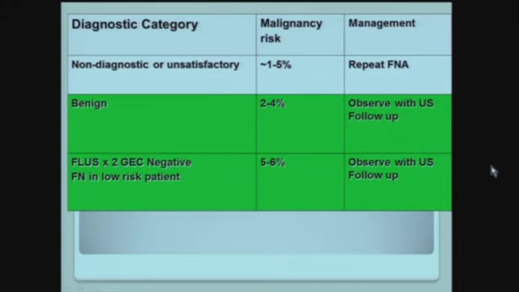And so now, if we can go back to the chart about management, we can see that before, if we had a benign diagnosis in hand from cytology, the risk of cancer was 2 to 4%. If we now have a patient who's FLUS times 2 and has a negative gene classifier, or follicular neoplasm and a negative gene classifier in someone we would consider a low-risk patient, the risk now can be quoted to that patient to about 5 to 6%, not that different from non-diagnostic, not that different from benign, and under certain well-defined parameters, those patients may in fact be a group that we can offer observation with ultrasound follow-up, much like we follow our patients with benign cytology.